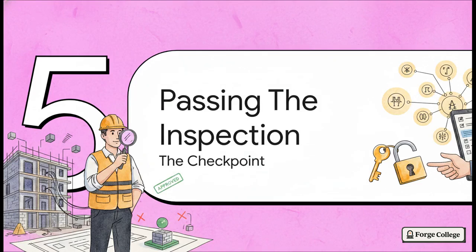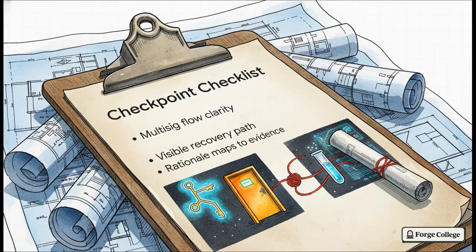Part 5, passing the inspection. Welcome to the checkpoint. All right, so here is what the metaphorical building inspector is actually looking for. Number 1, 3 clear improvements must be visually present. Number 2, multisig flow clarity, meaning the signing order and quorum are instantly visible to the user. Number 3, the recovery path has to be fully separated from the main transaction flow.